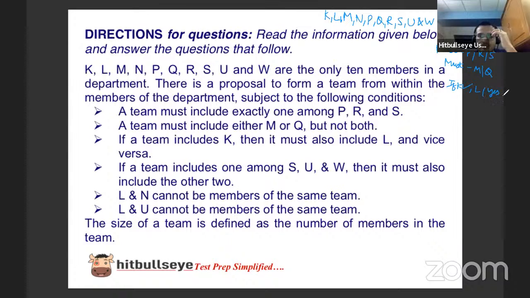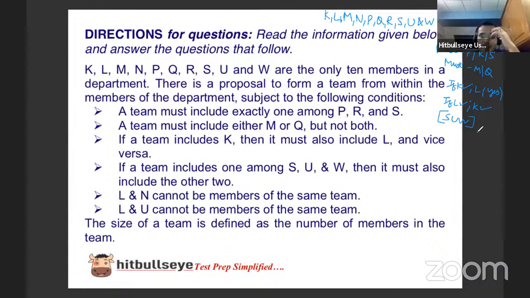Yes, correct. If L is there, vice versa, means if L is there, then K also has to be there. If a team includes one among S, U, W, it must also include the other two. SUW will come together. These three will come together in life.